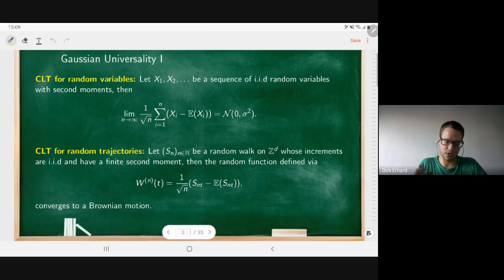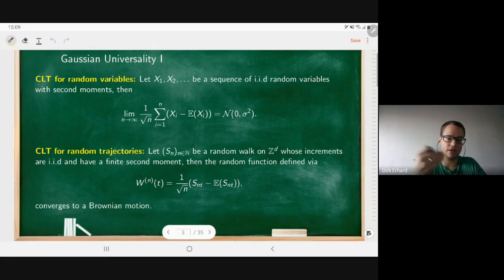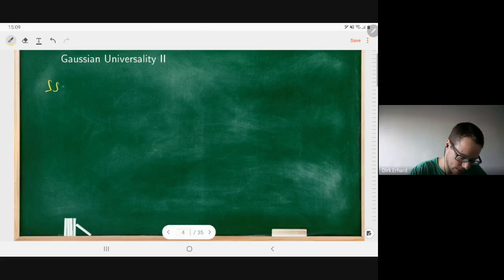So now what we want to do is formulate a similar result, but for random space-time functions. The example I want to take is the simple symmetric exclusion process. Maybe some of you know this process.